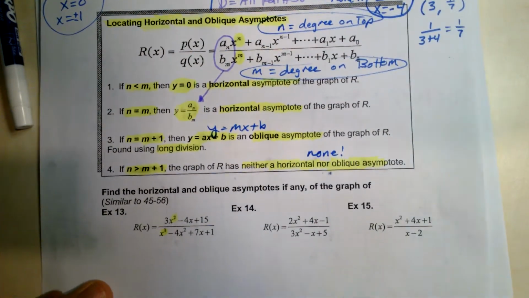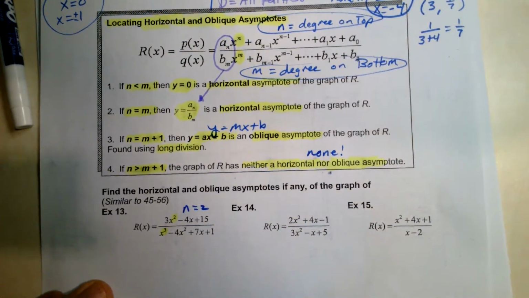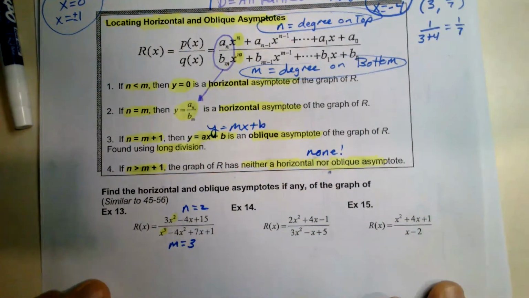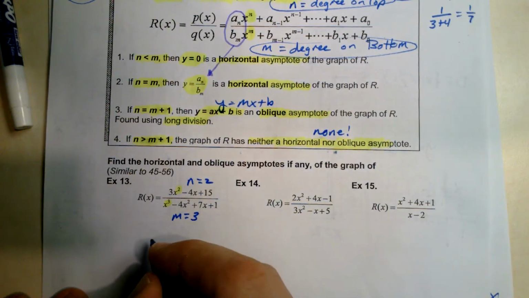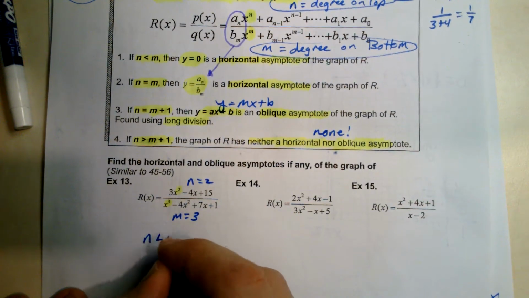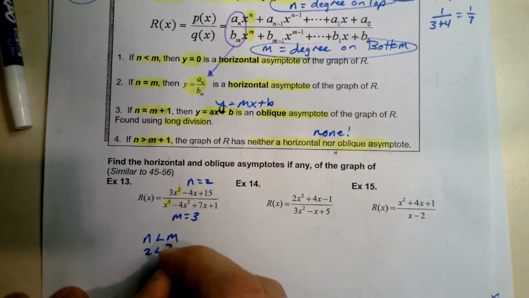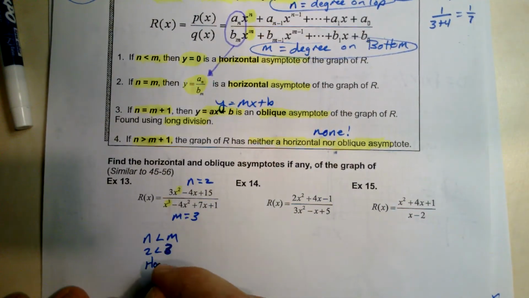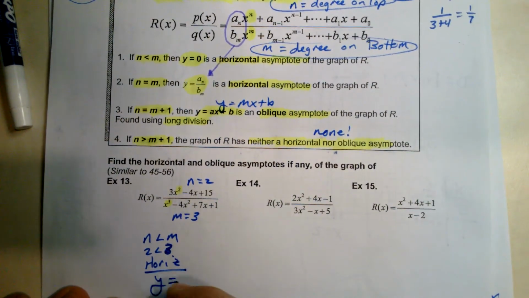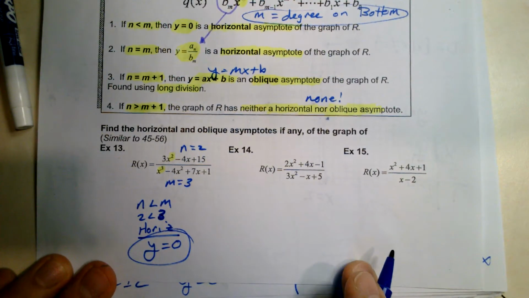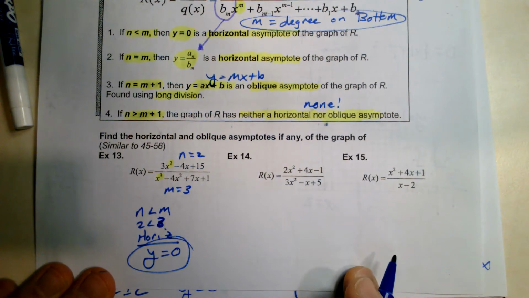So I'm highlighting my degree on top. My degree on top is 2. The largest exponent on top is 2, and the largest exponent on the bottom, m, is 3. I compare them. Is n less than m? Is 2 less than 3? You betcha. N is less than m. 2 is less than 3. Then I just read what it says. I have a horizontal asymptote, and that's at y equals 0. And then I'm done. I don't have to do anything. Okay? All I have to do is follow the rule. Know what n is and know what m is, and then look at the rules.